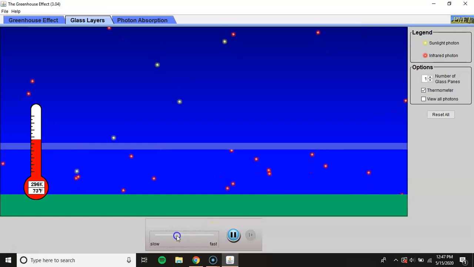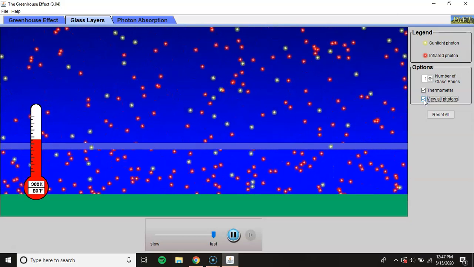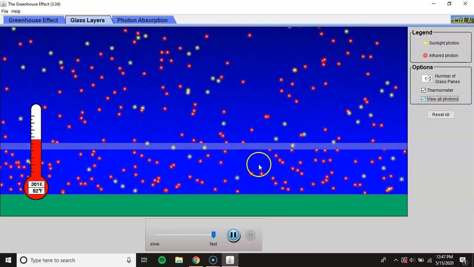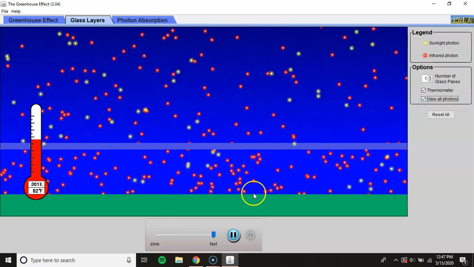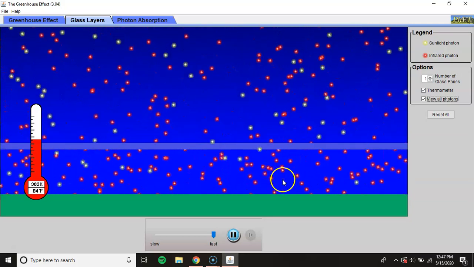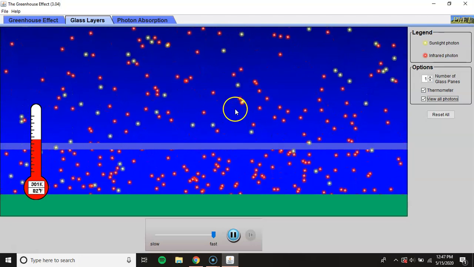If I were to speed this up, no longer just looking at one photon, I'm going to throw on some more photons. What we're looking for here is just a general kind of energy density. We can see that the greenhouse effect with the glass is causing the density in the greenhouse of energy to be greater than the density of energy outside the greenhouse.